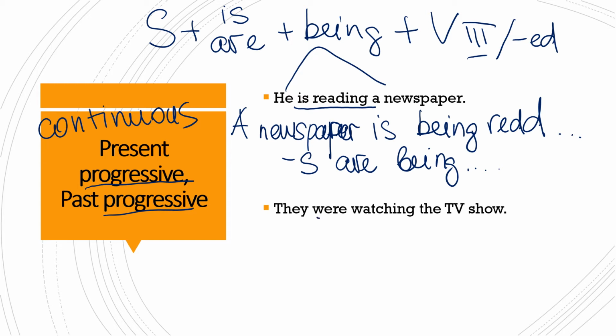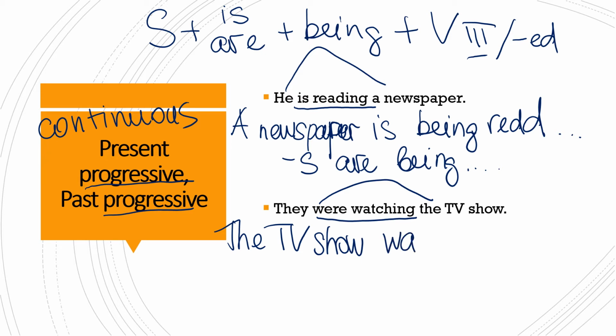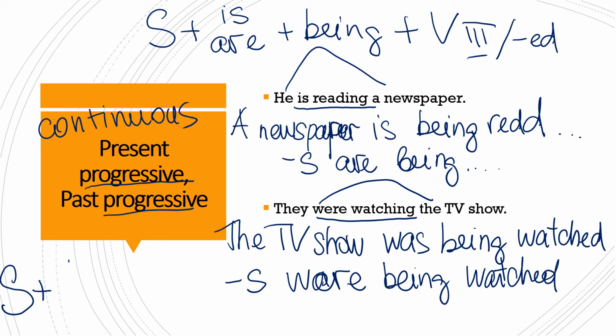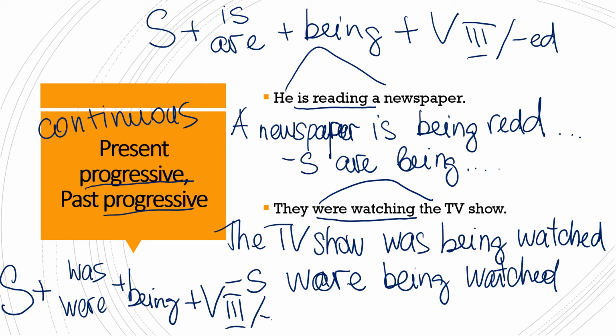Past progressive, they were watching the TV show. The swap, the TV show was being watched. Somebody's watching the TV show. That's it. So in case the TV show is in plural, so the TV shows, then the sentence would be like that. The TV shows were being watched. The formula for this sentence is the subject plus was or were, plus being, plus verb from the third column or with the ending ed.